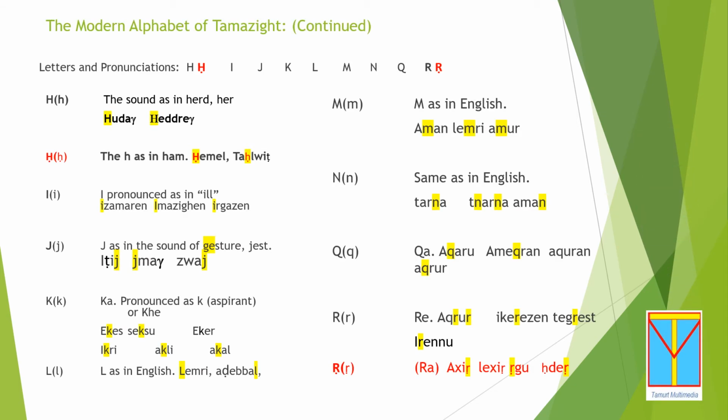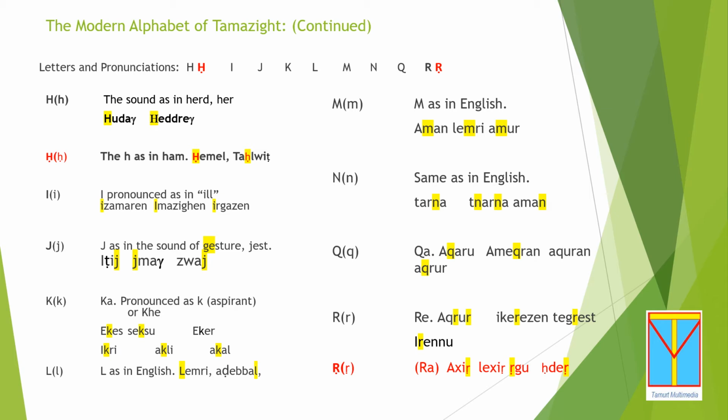Letters and pronunciation of H, Ḥ, and I, E, G, K, L, M, N, Q, R, and Ṛ. The H as in heard or her. Huda, hazara. The H with a dot under is as in ham. Hammel, tahlwit.